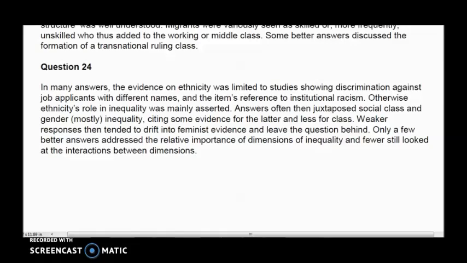Answers often then juxtaposed social class and gender, mostly inequality, citing some evidence for the latter and less for class. Now, what we mean by juxtaposed is just meaning that you will write about ethnicity and then you say something like, well, on the other hand, gender might be more important. Or on the other hand, class might be more important. That is what we mean by juxtapose, and that is just a basic level of evaluation.